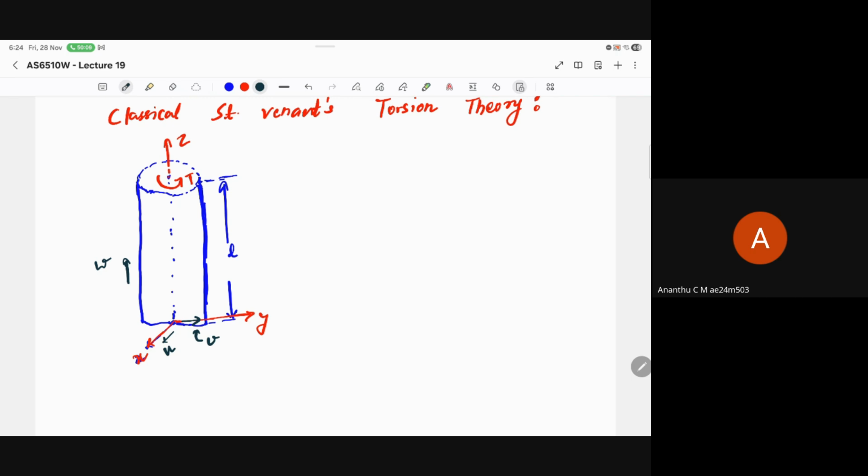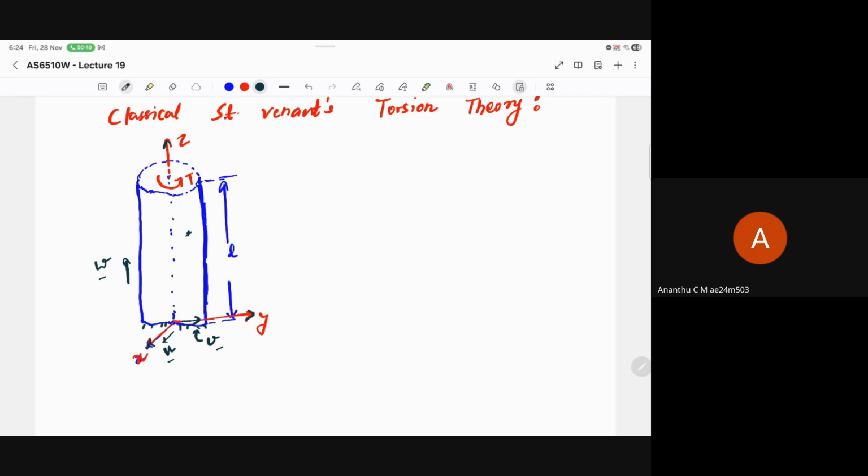Okay, so when you apply this torque T on this non-circular cross-section shaft, let us say you're applying the torque at the top, and the bottom side is fixed. Because of this applied torque, if you take any point in the shaft, that point is going to have displacement in the x-axis, y-axis, and z-axis, and they are denoted by u, v, and w.